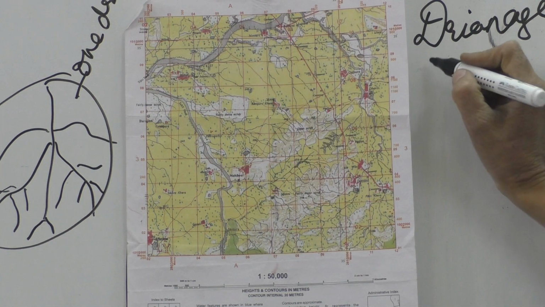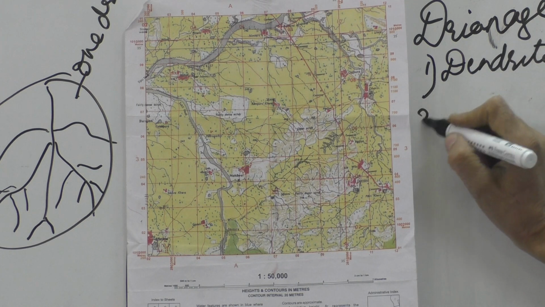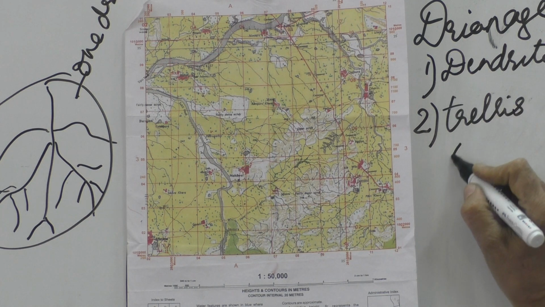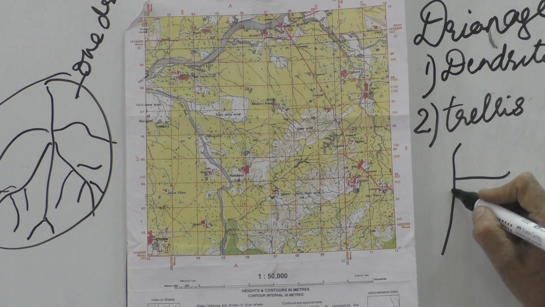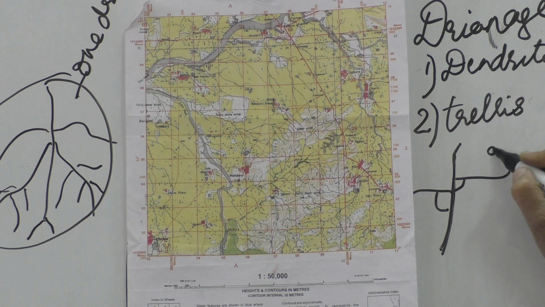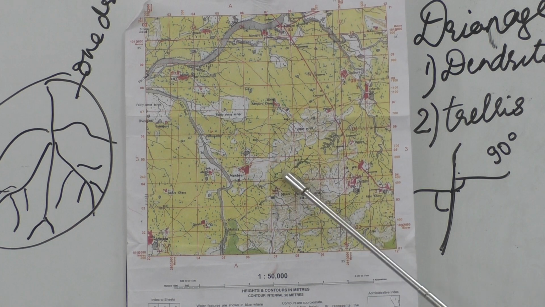This was one. The first one was dendritic. The second one is trellis. Now when we are speaking about trellis, this is a main river, and the rest of the rivers meet it at 90 degrees. The other rivers, they meet at 90 degrees. So this is called the trellis pattern. Just look at this pattern here.